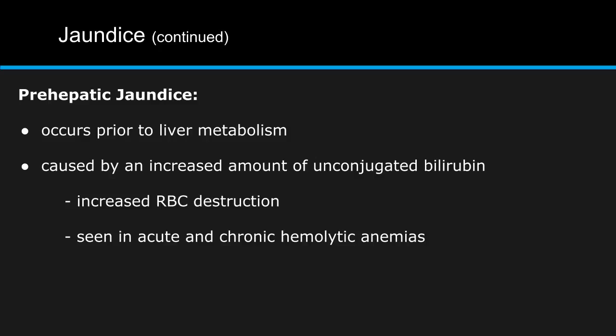Prehepatic jaundice occurs when the problem causing the jaundice occurs prior to liver metabolism. It is most commonly caused by an increased amount of bilirubin being presented to the liver, such as seen in acute or chronic hemolytic anemias. This type of jaundice is most often referred to as unconjugated hyperbilirubinemia because the increased bilirubin is the unconjugated fraction.